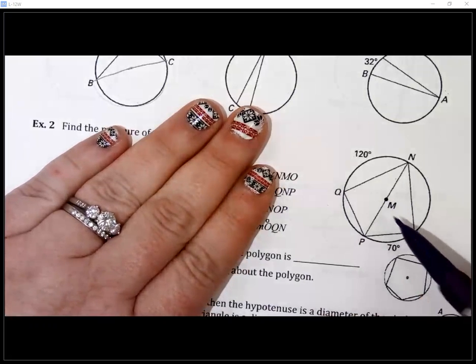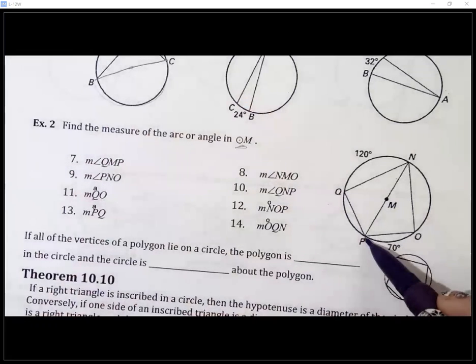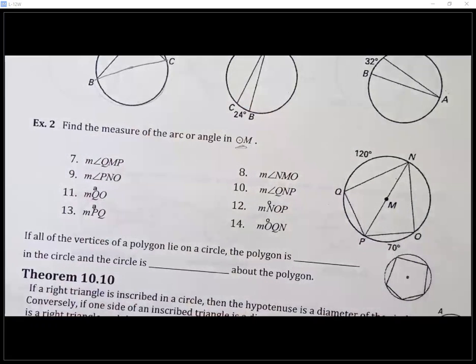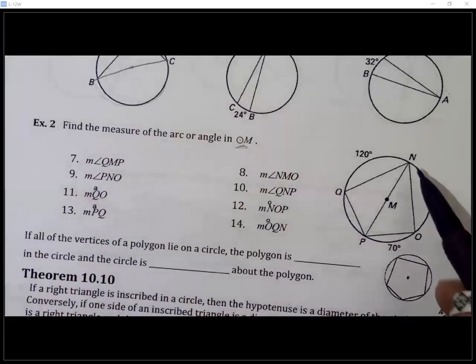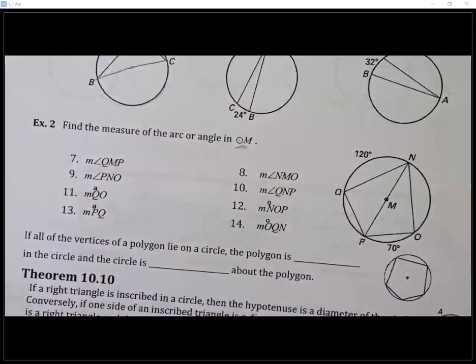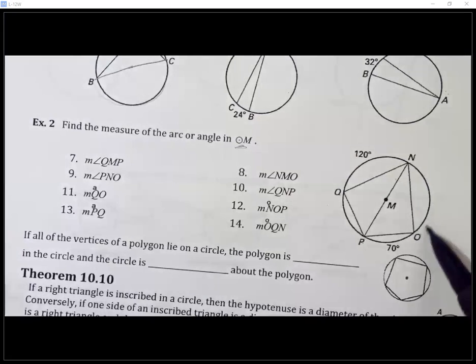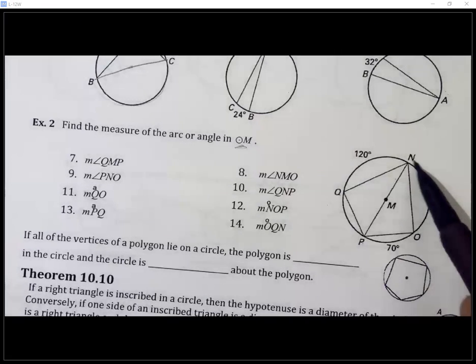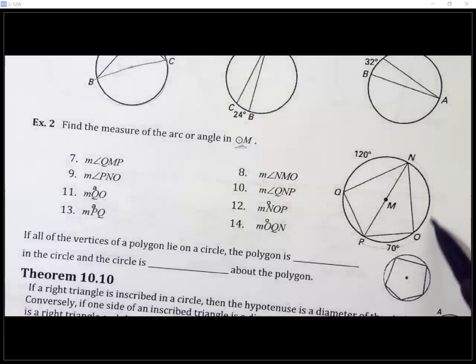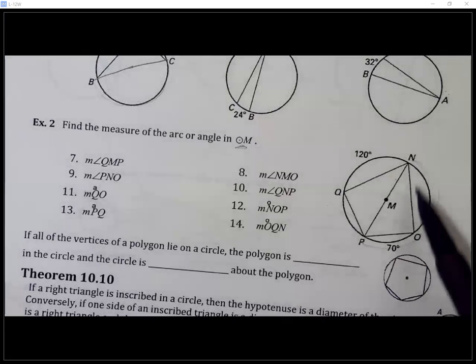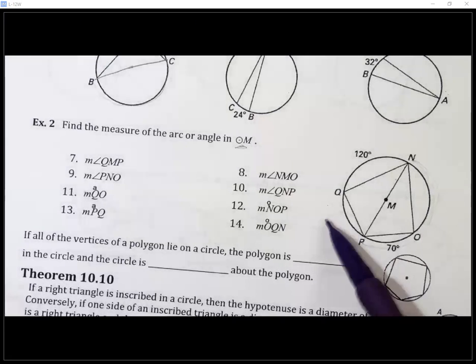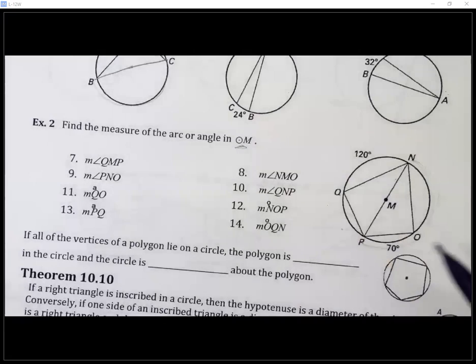Okay. So what do you know about segment PN? It's a diameter. So what does that tell you about arc NOP? What's the measure of arc NOP? Its measure would be 180, right? So you could find arc NO if you needed to. You can do the same thing on this side and find arc QP. I think that's a Q. It's a little hard to tell.